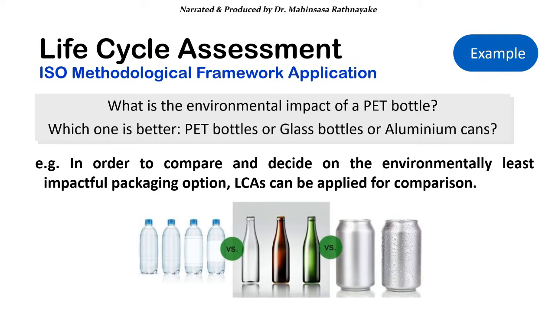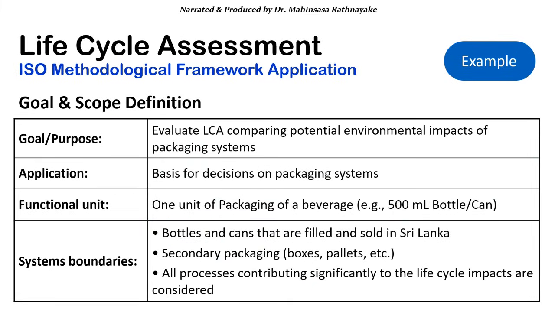The first step is goal and scope definition. It is clear that in this example, the goal is the evaluation of life cycle environmental impacts of the 3 packaging materials. For scope definition, we must specify the application or the audience of this life cycle assessment, that is the decision makers or policy makers on product design and development through packaging method of the product.